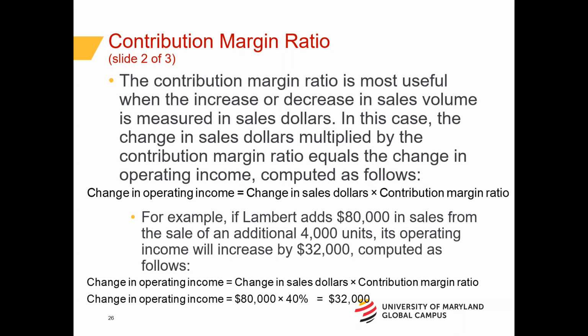How did we calculate that? Well, our change in sales dollars, we said that our sales increased by 80,000 based off of selling an additional 4,000 units. So 80,000 is the change in sales dollars times our contribution margin ratio of 40%. 80,000 times 40% equals $32,000. So $32,000 is the change in our operating income.